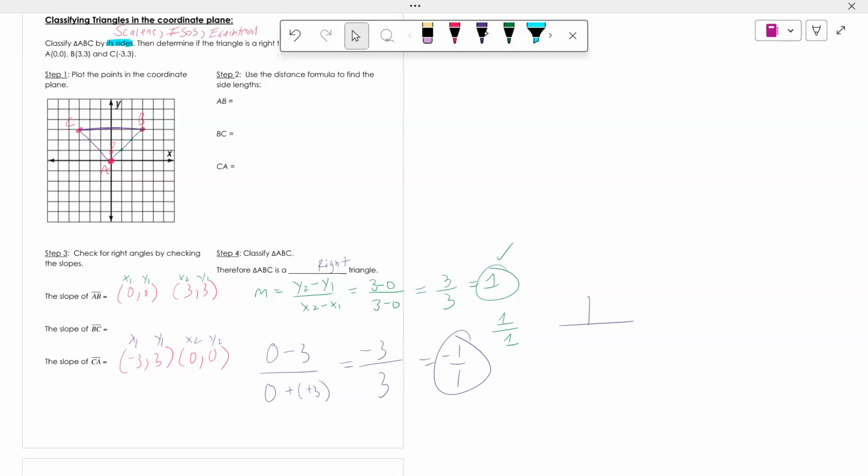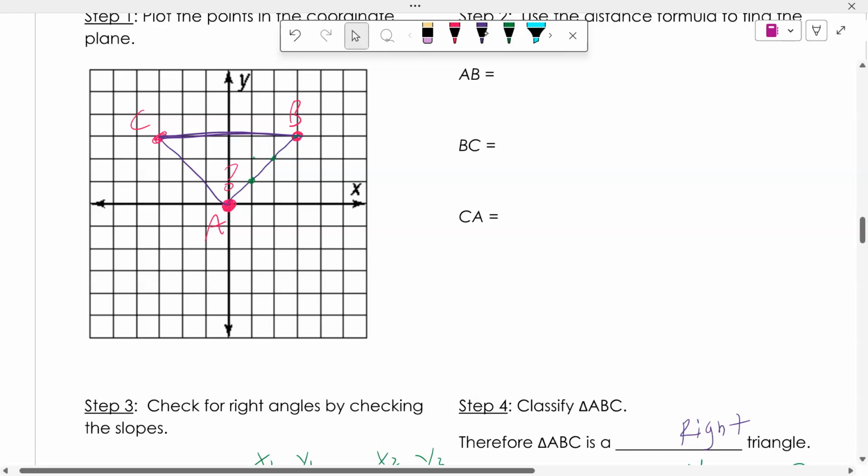So I know it's a right triangle. However, I'm not done. We have to confirm whether or not AB is equal to AC. If they are equal, then we can say this is an isosceles right triangle, also known as a 45-45-90.